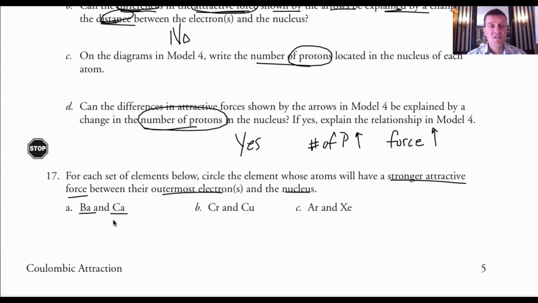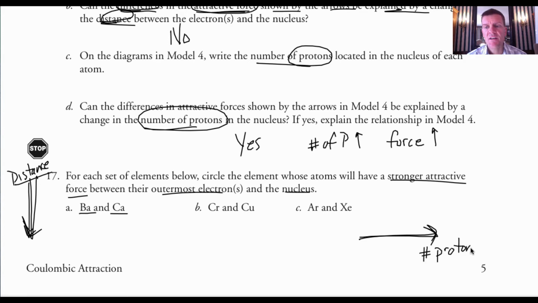what you want to do here is consider, are they in the same column or are they in the same row? If they're in the same column, then it's going to be the distance that is going to determine the strength of the Coulombic attraction. As you move down the group, the larger atom is going to have the weaker attraction because the outermost electron and the nucleus are farther apart. As you move across the row, the size of the atoms are not changing that dramatically, and so it's going to be the number of protons that is going to have the greater impact on the force.